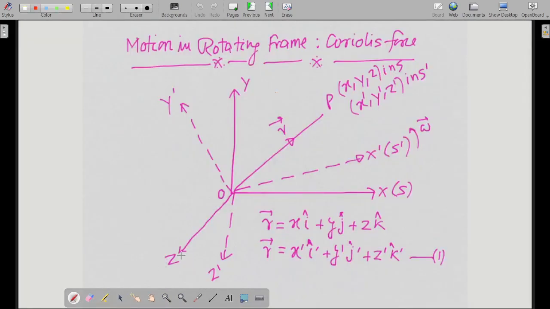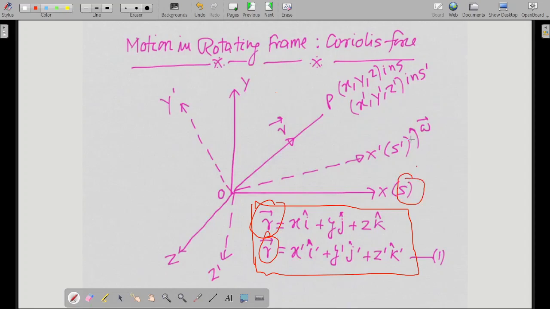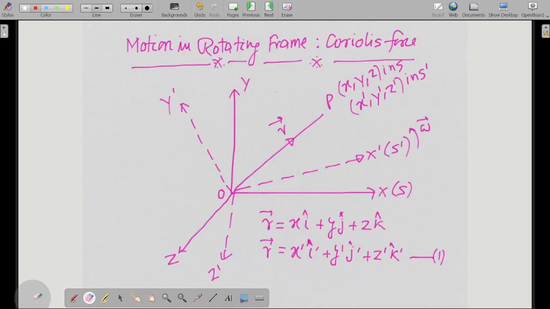Now you must understand this thing, that your r vector, the resulting value, is the same for both these frames, S frame and S prime frame. The value of r vector is the same. But when you take the differentiation of this r vector, that will be your velocity. When you take the differentiation of this, it will be velocity with respect to S frame. When you take the differentiation of this, it will be velocity with respect to S prime frame, right?